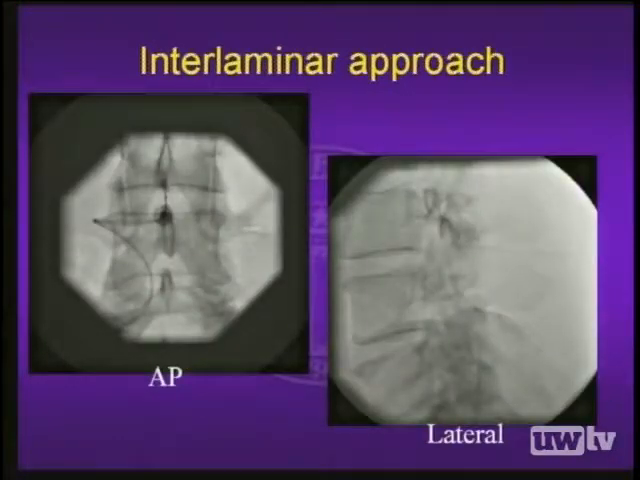And just a couple other views. This is an AP view. You have the tip of the needle here that's in the interlaminar space. And then over here from the lateral view, this is anterior, this is posterior, so you have the spinous processes, you have the vertebral bodies, and you can see the needle tip going in right there.